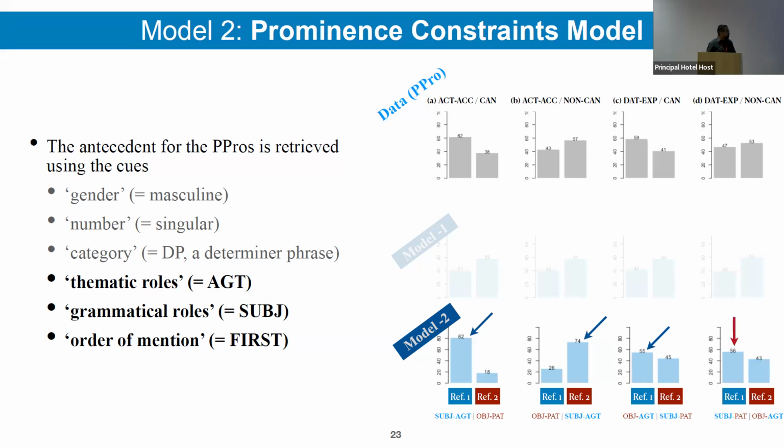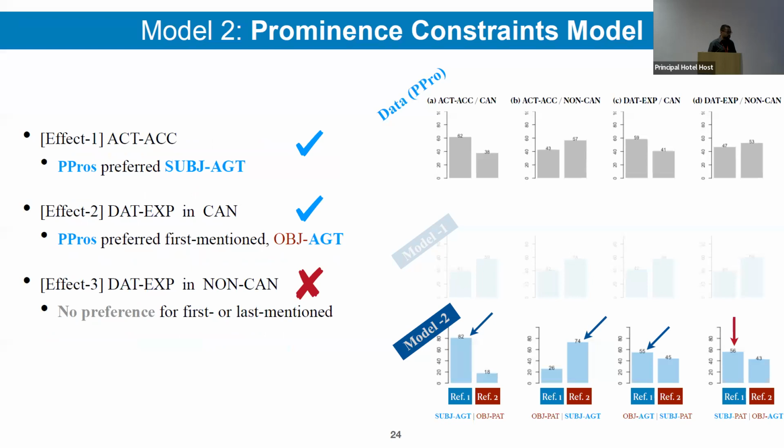So indeed, it captured the first two effects: effect 1 and effect 2. The personal pronoun prefers the subject antecedent in active accusative verbs, and it preferred the first mentioned object agent in the dative experiencer verb in canonical word order. So it captures 2 out of 3 effects. But still, it does not capture the last effect, and it predicts that referent 1 is preferred, whereas we should expect that there is no preference.